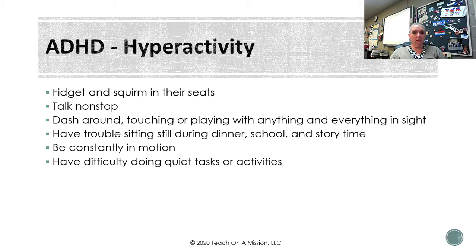The hyperactivity subtype: they fidget and squirm in their seats. They talk nonstop. They dash around, touching or playing with anything and everything in sight. They have trouble sitting still during dinner or school and story time. They want to be moving constantly. They have difficulty doing quiet tasks or activities. So in the hyperactivity subtype, not only do they have trouble sitting still, but they also have trouble keeping their mind from being hyperactive as well.